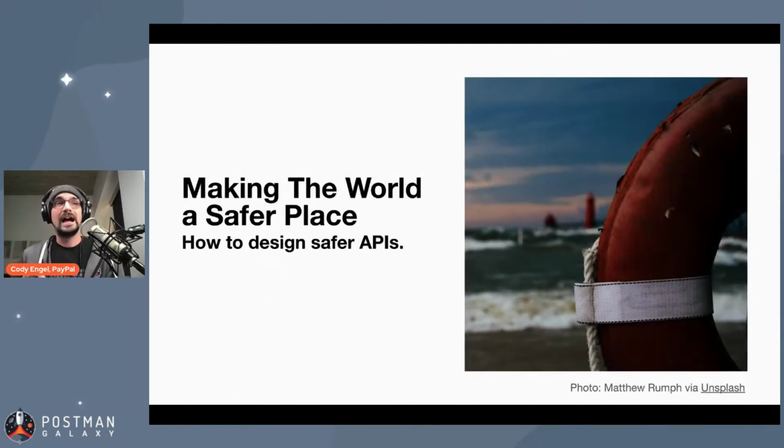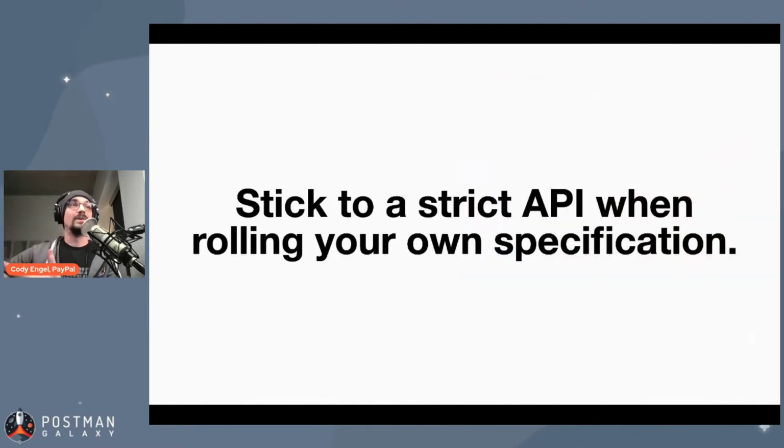All right, so I just want to wrap up this talk by calling out how we can make the world a safer place by designing safer APIs. I think the previous talk that we just saw was really helpful. And so, yeah, let's get into it. So the first thing is stick to a strict API when rolling your own specification. So if it's going to return a true or false value, just use Boolean. Try and be really strict with that.